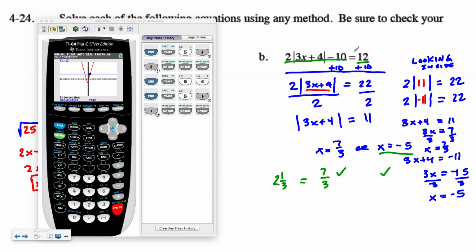So we've solved this equation algebraically, and we've used our calculator to check it. I encourage you to use your calculator to check your solutions. It's a pretty reliable resource as long as you type things in correctly. If you have questions about doing this or how to do the problems, make sure you ask your teacher. That's what they're there for.